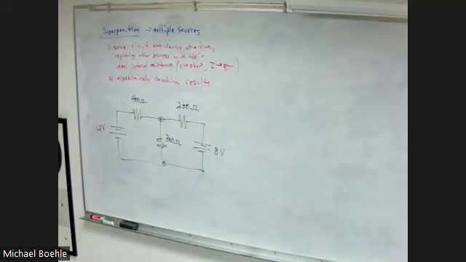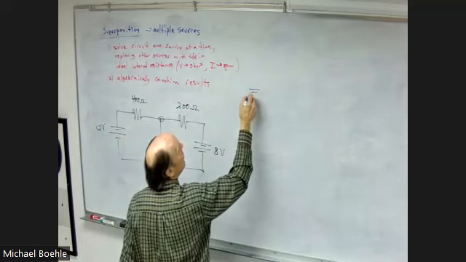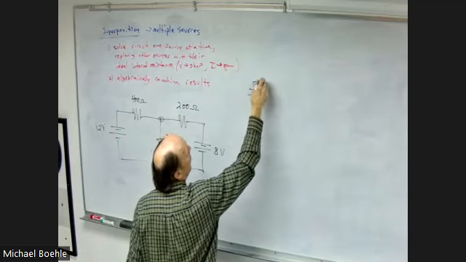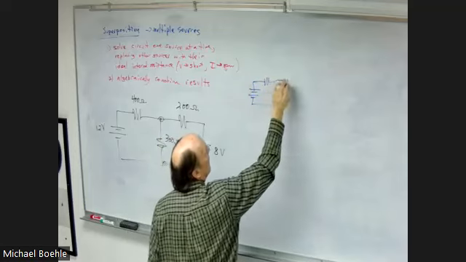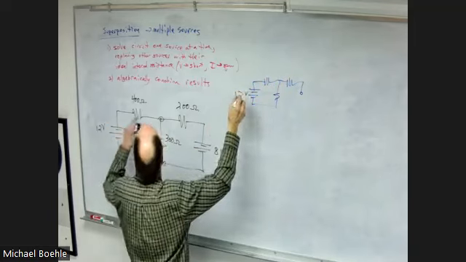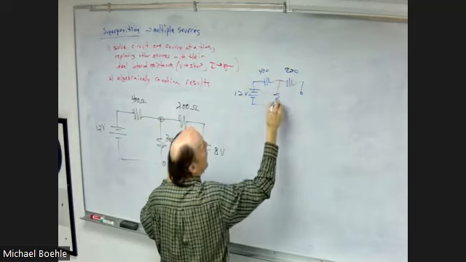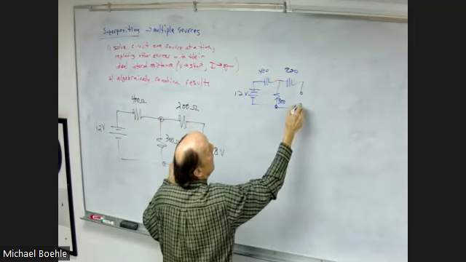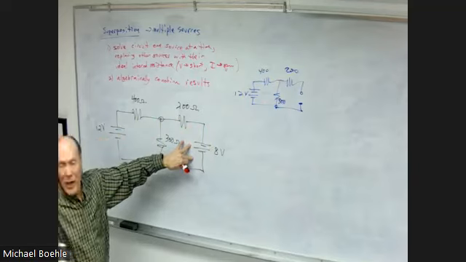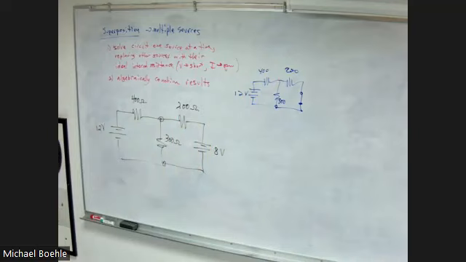So for superposition, we solve the circuit one source at a time. I always just move left to right. So my recommendation when you do this is always redraw the circuit. Now, I'm doing the 12 volt source. So we got 400 here, 200 here, 300 here, and then I replace the voltage source with a short.